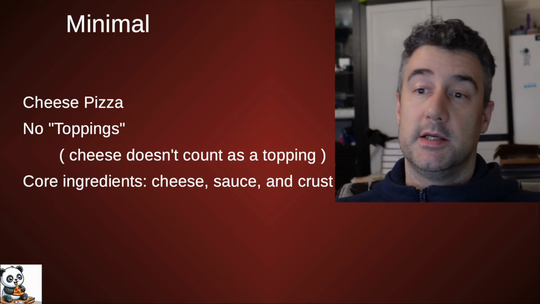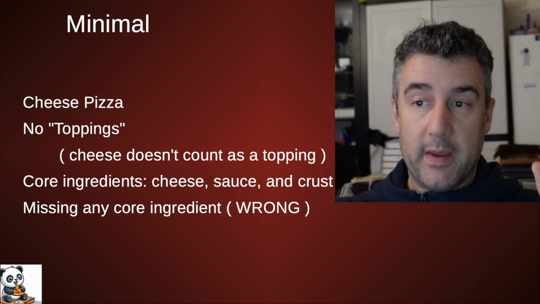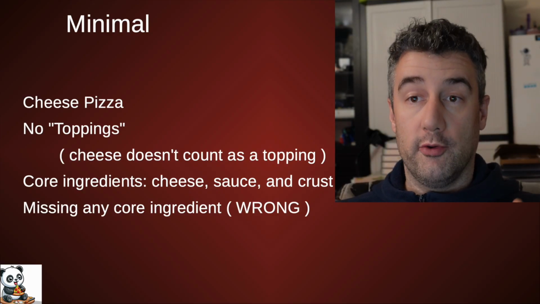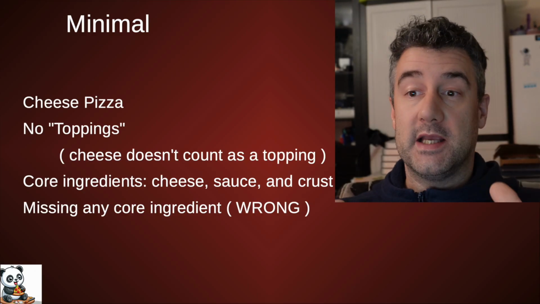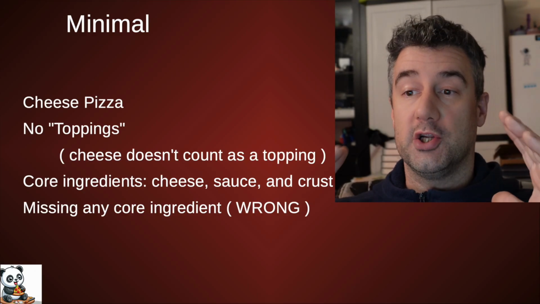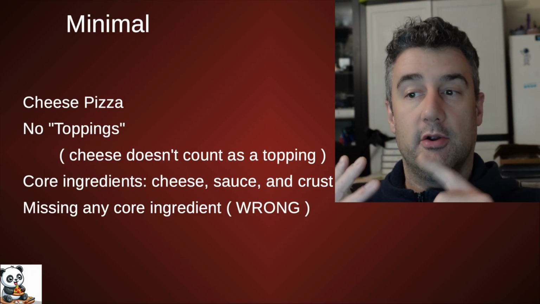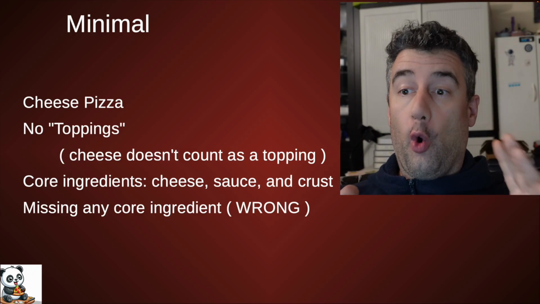So this is a cheese pizza. Your basic minimal pizza is a cheese pizza. It contains no toppings because cheese doesn't count as a topping since it's a core ingredient. So that's another basic idea you need to understand. There are certain core ingredients. So you're going to have cheese, sauce, and crust. Those are the core ingredients.